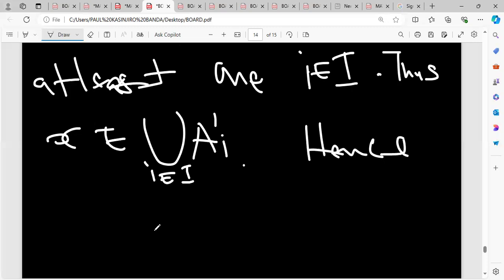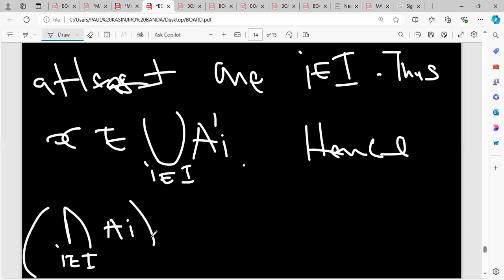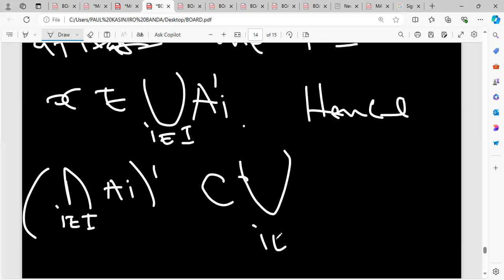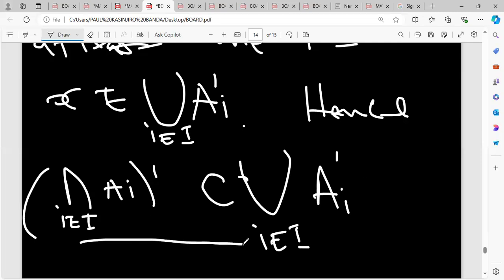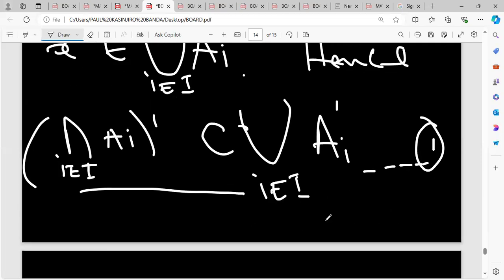I don't know if you have any questions there. I understand. You understand? Okay, that's good. So here we had this A_i complement is a subset of this, the union over i in I of A_i complement. So we have shown that this is a subset of that. We can label this as our equation 1. And then we go to the other proof now. We want to show that this is a subset of this.